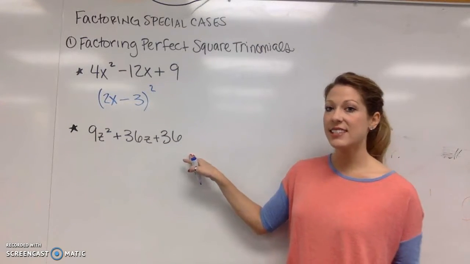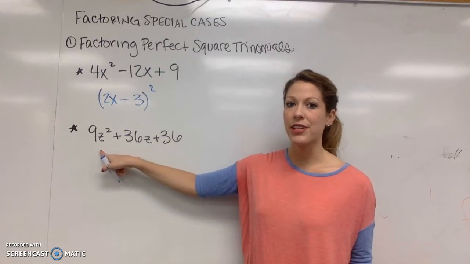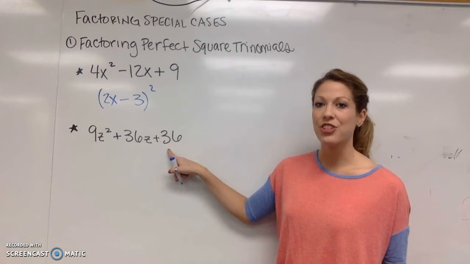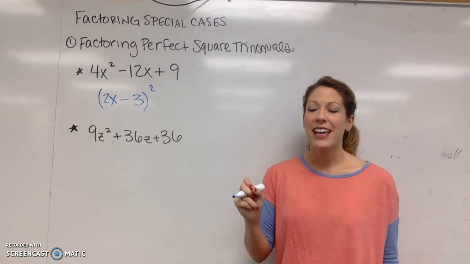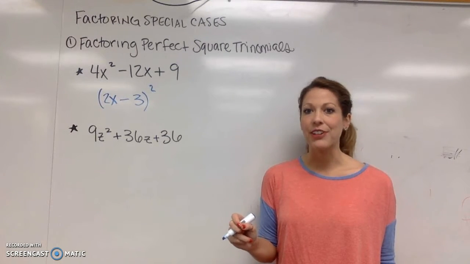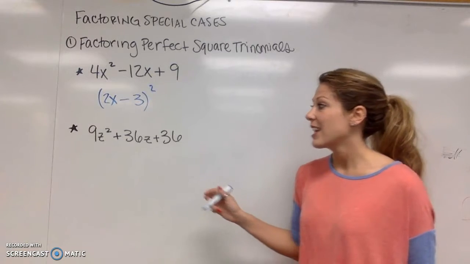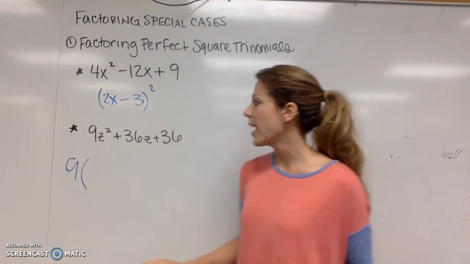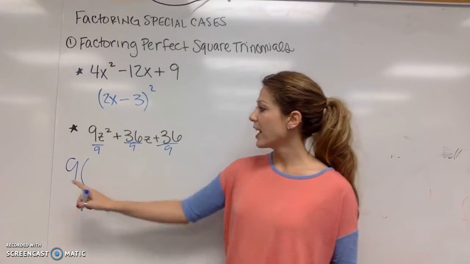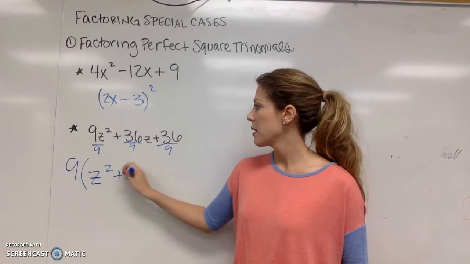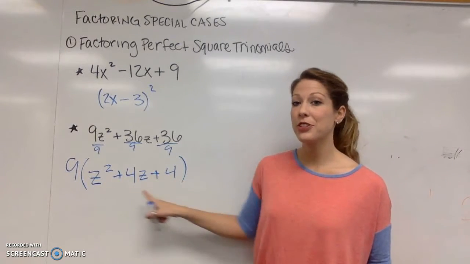All right, now looking at this last example, in the front, we do have a perfect square. It would be 3z, and we do have a perfect square in the back, which is 6, but we always have to check for a greatest common factor. It's wrong if you don't pull out a greatest common factor first, so make sure you check for that before you check for anything else. And we do have a greatest common factor here, it's 9. So even though we had a perfect square in the front and the back, if there is a GCF, you do have to factor that out first. So when we factor out our 9, we get z squared plus 4z plus 4. And we're still left with a perfect square trinomial when we're done.